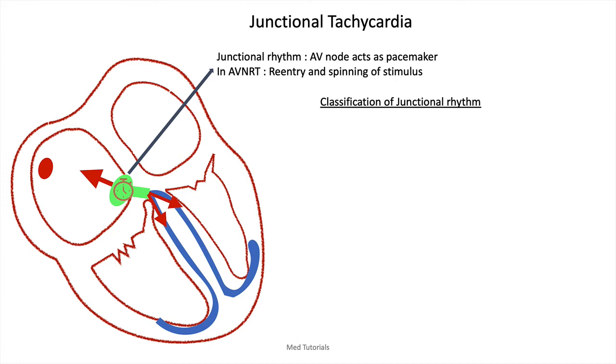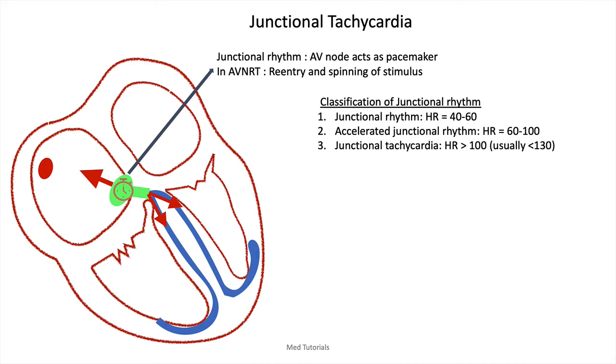Now if you look at junctional rhythm, there are three types of junctional rhythm based on the rate. In the normal junctional rhythm, the heart rate is 40 to 60. So normal AV junction, if it was to act as a pacemaker, the impulses are usually sent out at a rate of 40 to 60. But if the junctional rhythm gets faster, that is accelerated junctional rhythm, the heart rate goes from 60 right up to 100. And if the heart rate is more than 100, that's when we term it as junctional tachycardia.